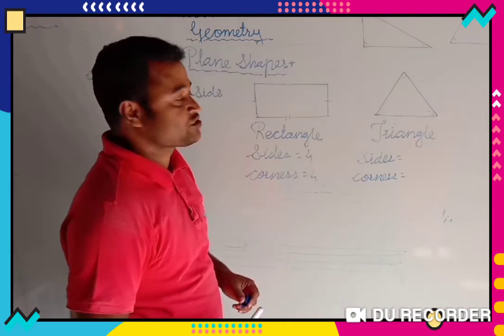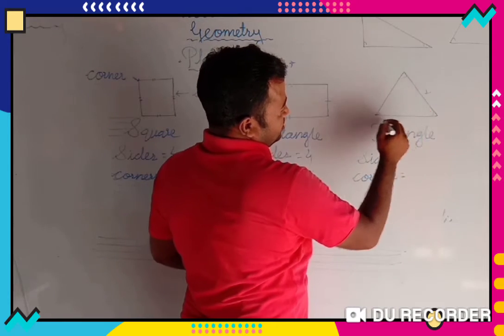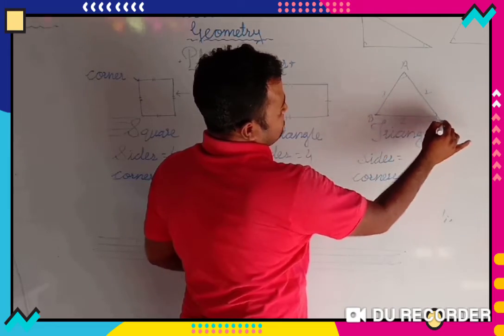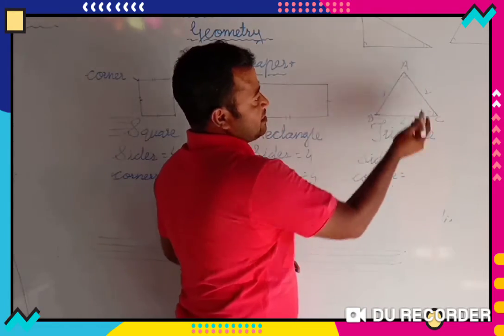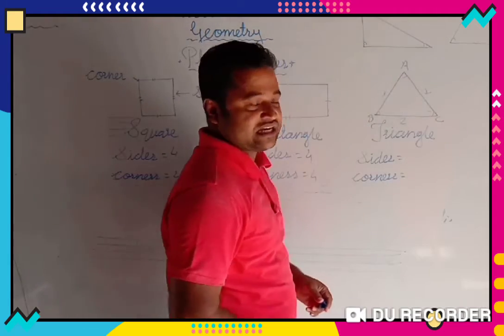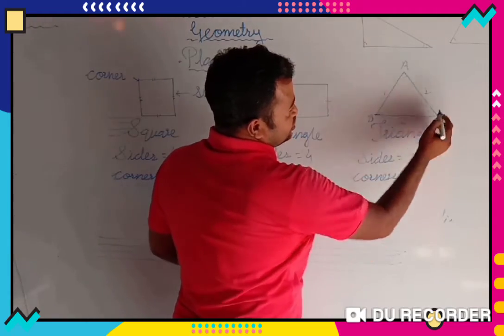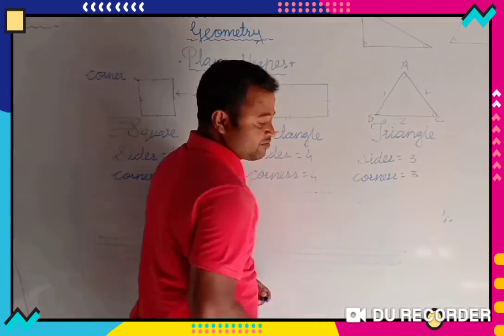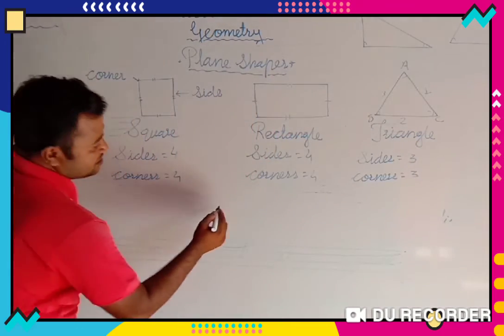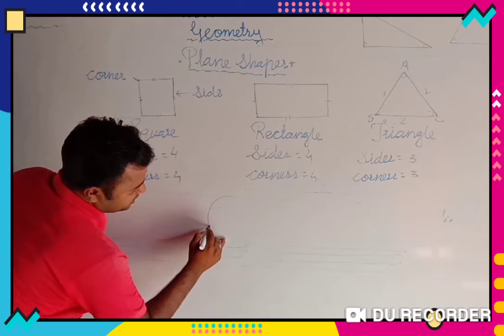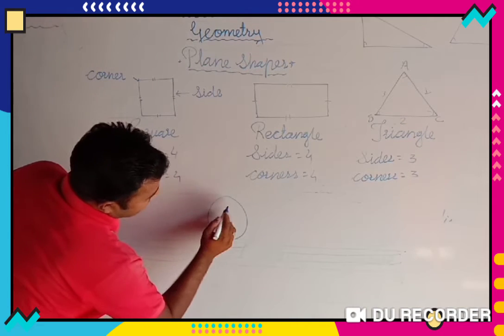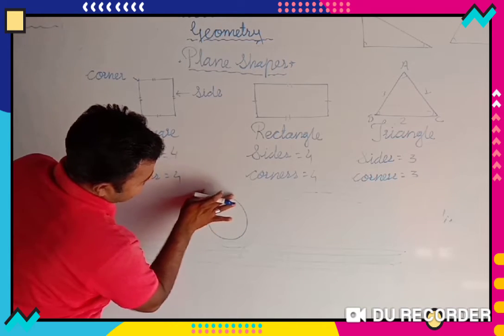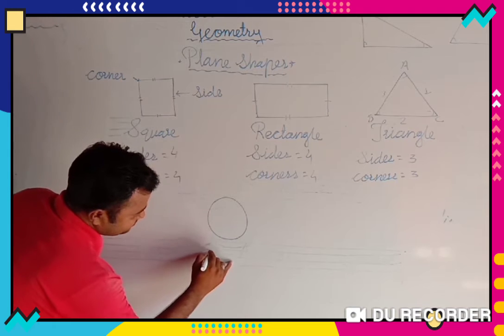A triangle has three sides. This is 1, this is 2 and this is 3. You can name it A, B and C. So you can write down AB is one side, AC is one side and BC is one side. So it has three sides and also three corners: corner A, corner B and corner C. Next plane shape is a circle. It is quite difficult for me to draw it without an instrument, but try to understand it. Yes, it's a circle.